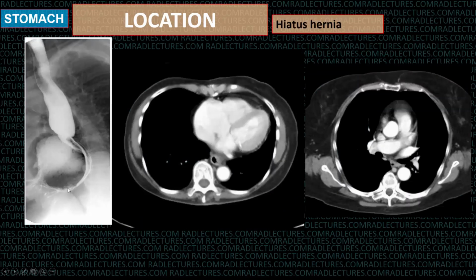Hiatus hernias are defined when the stomach has herniated from the abdomen into the chest through the esophageal hiatus. The esophageal hiatus is the opening in the diaphragm through which the esophagus enters from the thorax into the abdomen. Only when the stomach comes up through that is it called a hiatus hernia. If it comes out through any other opening in the diaphragm, then it is a diaphragmatic hernia. I hope the difference between hiatus hernia and diaphragmatic hernia is clear to you.